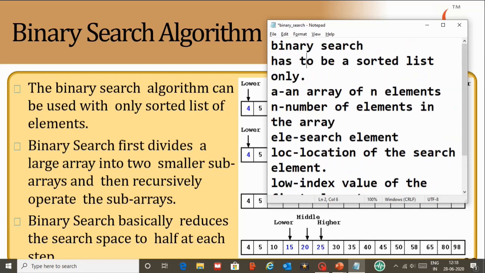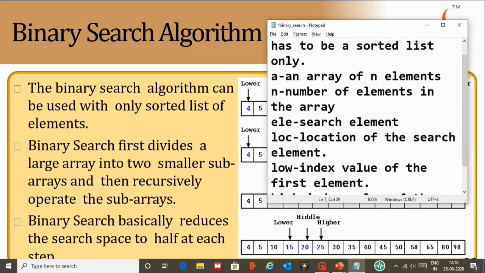So these are the different terms I would be using both in my algorithm as well as program. So the same terminologies we will take into consideration when I write my example also. So please make a note here. A is an array of n elements. N is the number of elements in the array.